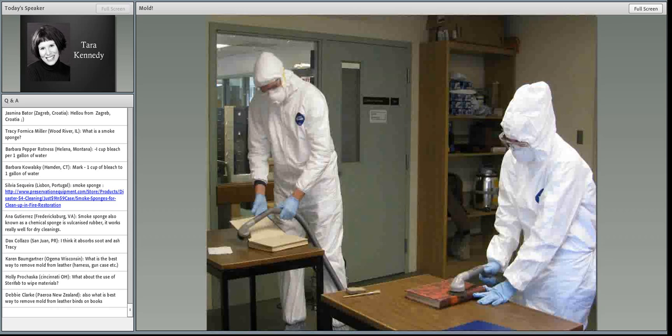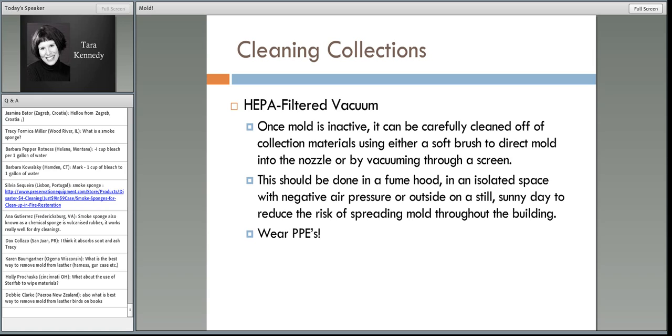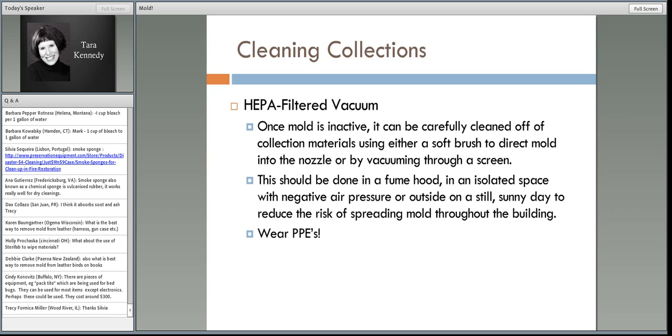So here again are folks doing some cleanup of mold from some collection items. They're wearing their protective clothing, very important. So, cleaning collections. I mentioned earlier the HEPA-filtered vacuum. Once mold is inactive, it can be carefully cleaned off collection materials, either using a soft brush to brush the mold into the nozzle, or it can be vacuumed through a screen if you're cleaning a textile.